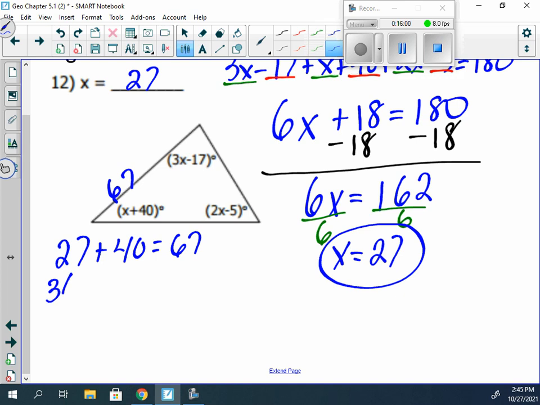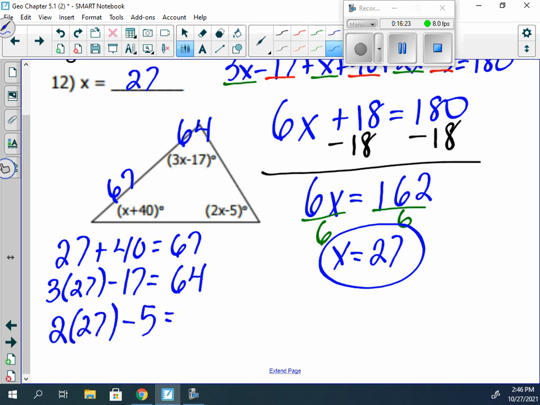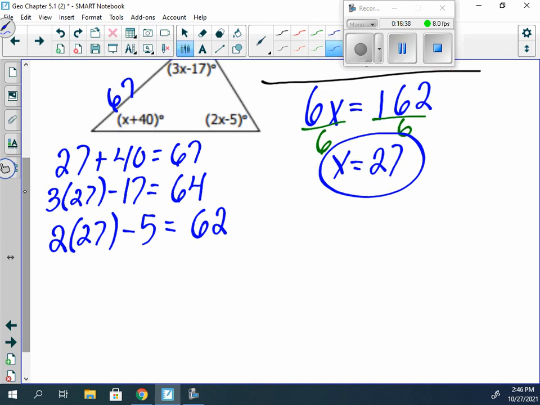We could do 3 times 27 minus 17. Well, again, we could step it out or we can just type it in. 64 total. And 2 times 27 minus 5 would be 49, yeah. That is too big. It would be 49.